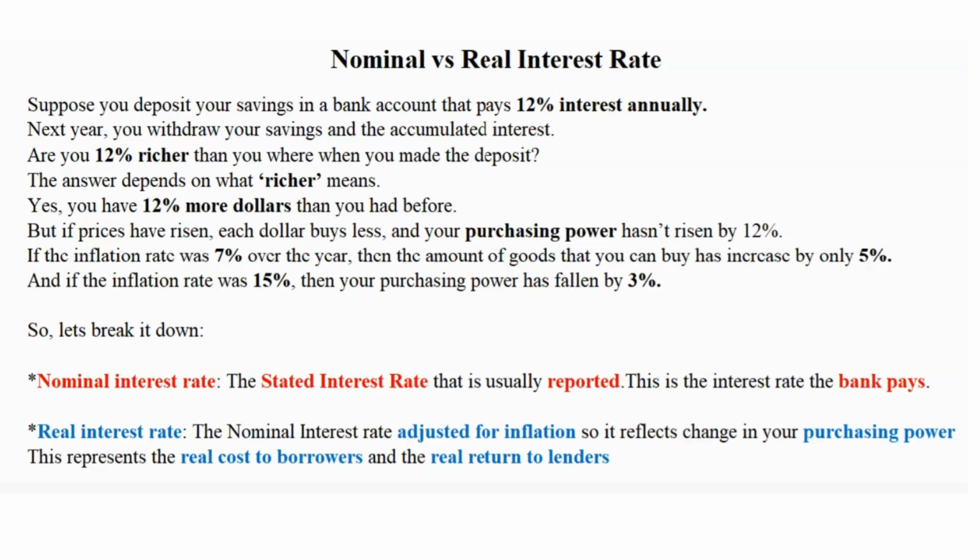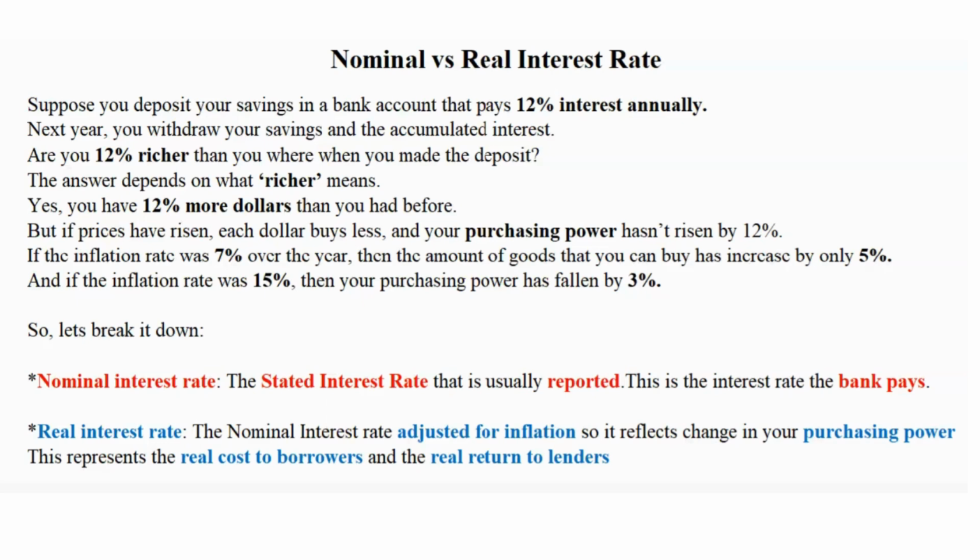And where does this 5% come from? This is just the nominal interest rate, 12%, minus the inflation rate, 7%. So let's consider another scenario. What if the inflation rate was 15%? Then in that case, your purchasing power has actually gone down by 3%, where we have found this 3% by doing 12% minus 15%, which is minus 3%.